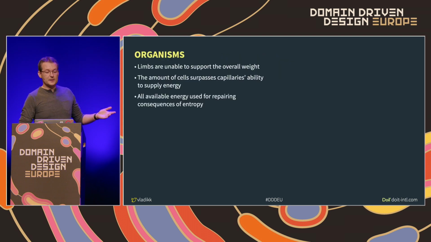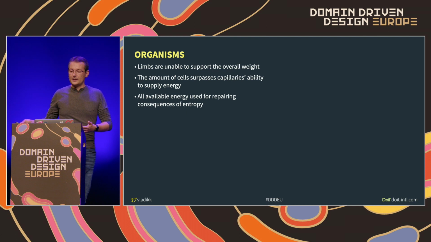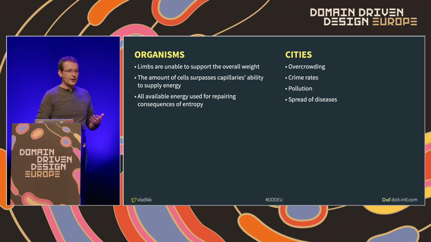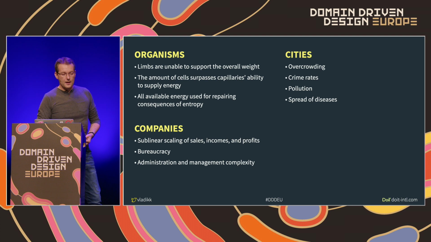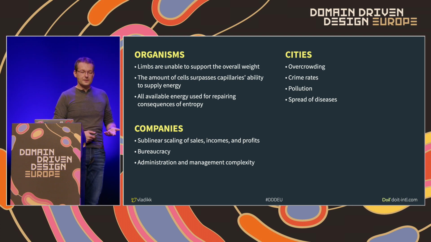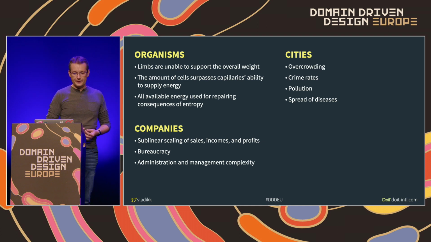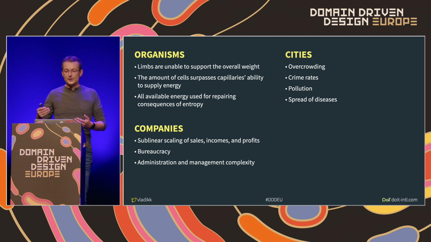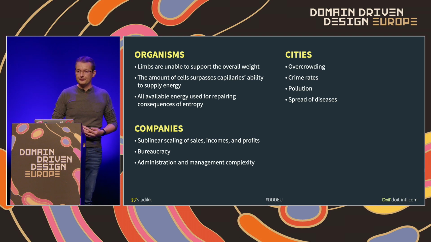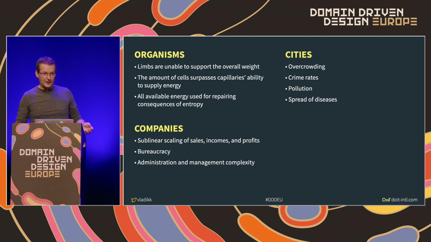So for example, organisms stop growing when their limbs are not able to support their weight, or the total number of cells surpasses the organism's ability to supply energy. As cities grow, overcrowding, crime rates, pollution, spread of diseases, all these grow superlinearly, making the city less and less attractive for new citizens. When companies are growing, the sales, incomes, profits, they all tend to grow sublinearly, resulting in the company being unable to support the linear growth in the number of its employees. Also, bureaucracy and management complexity are becoming more efficient. And that results in the company becoming slower and slower.